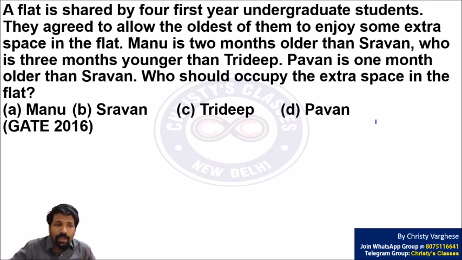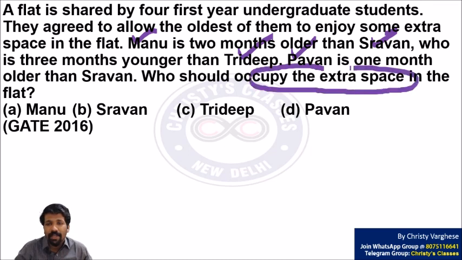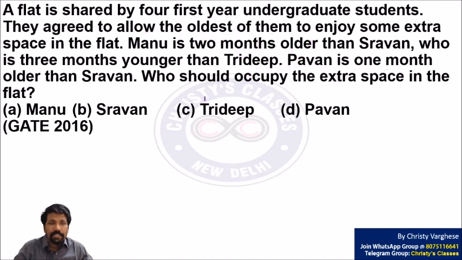According to the age you have to arrange here also. So left to right, top to bottom, whichever order you can. I will just write top to bottom itself. So the names are Manu, Shravan, Trideep and Pavan, who should occupy the extra space in the flat. Instead of extra piece of pizza, here it is extra space in the flat. The oldest person will be getting. So let's arrange them according to the order of age.